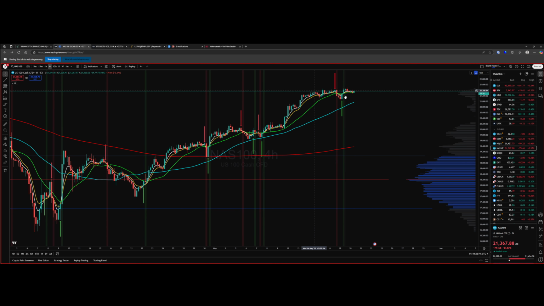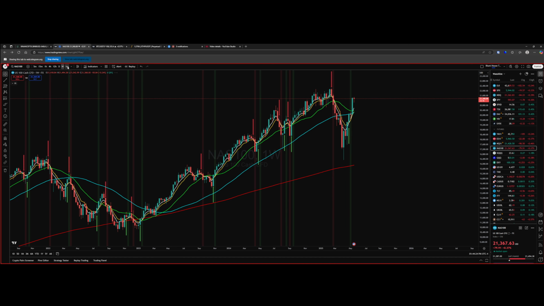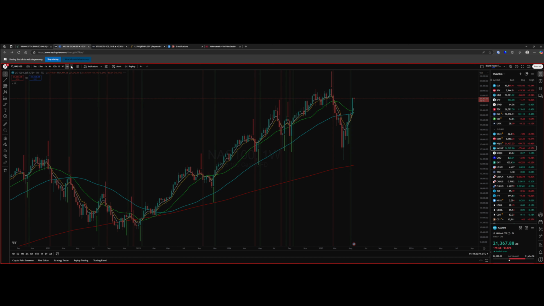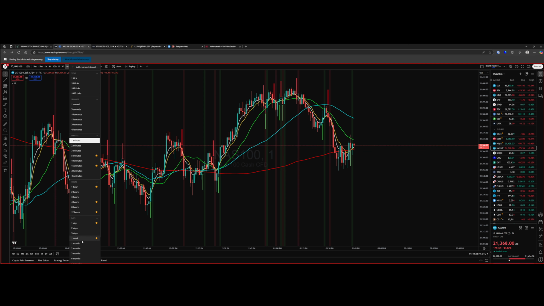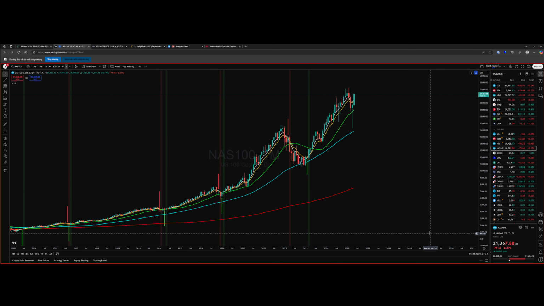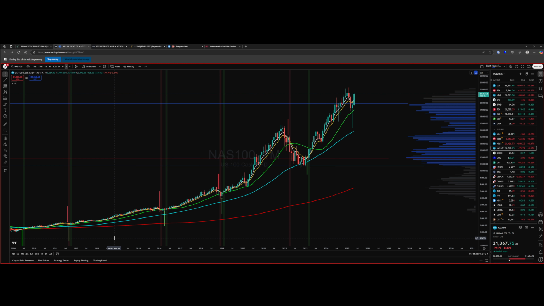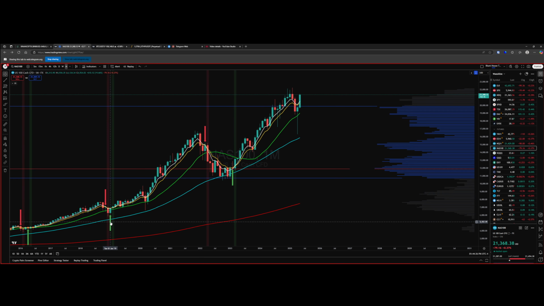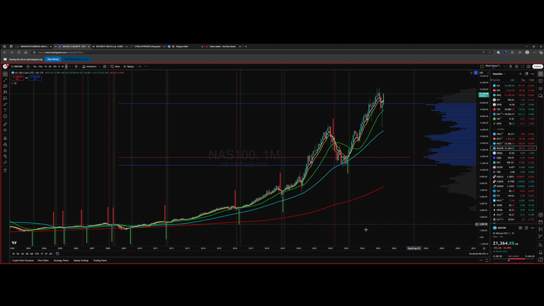These are all time, look. Let's go to the monthly because I think it's going to be a little more telling. This is the monthly NAS 100. It's been basically one big move higher. Pretty much straight up. It's probably COVID in here, right? The pandemic and all that stuff.